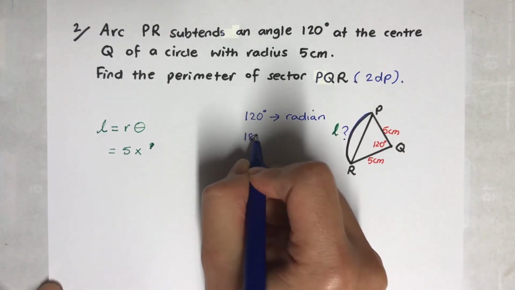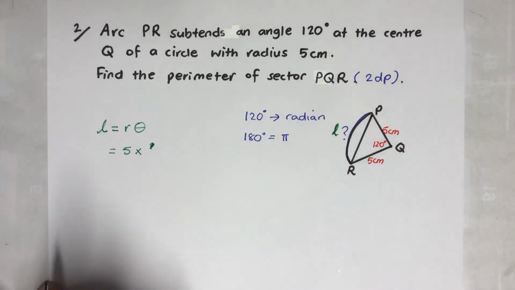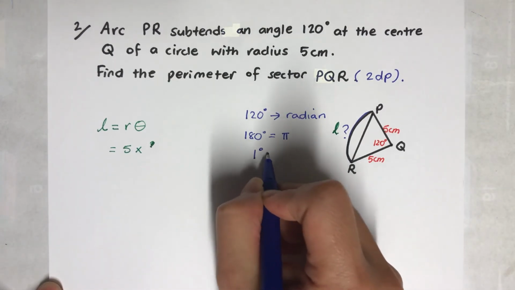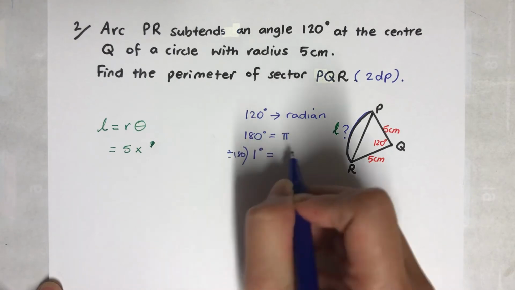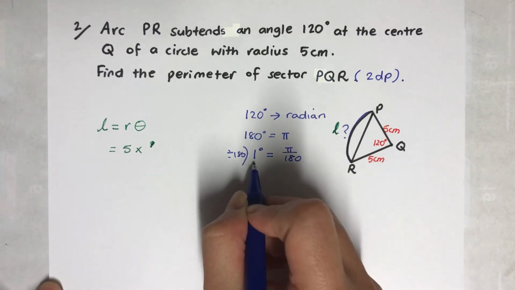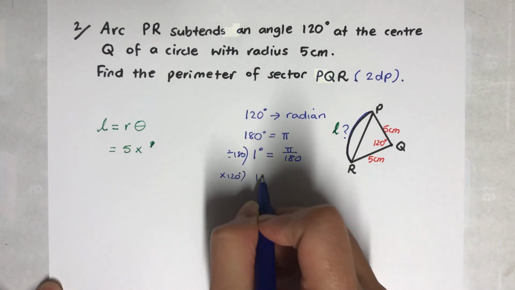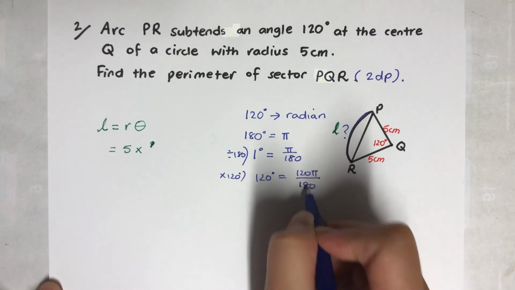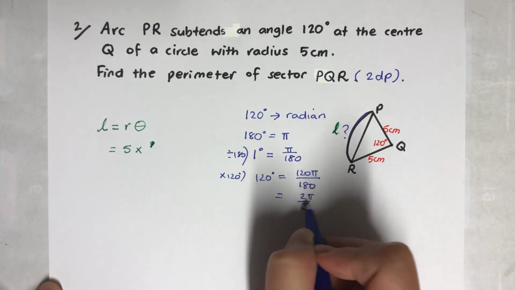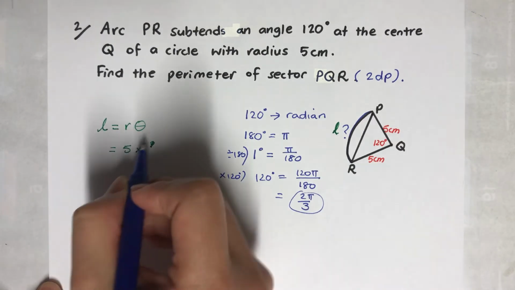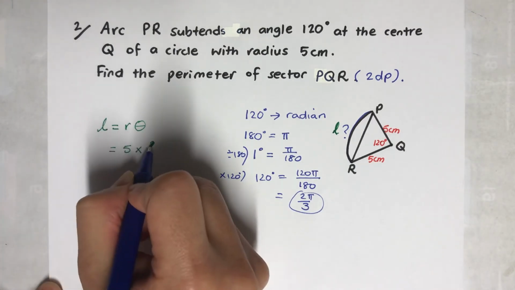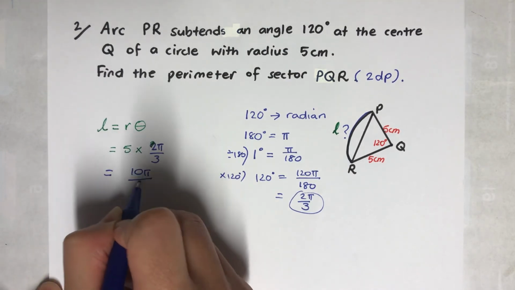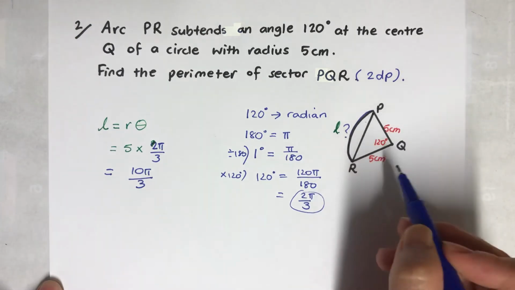So do you remember 180 degrees is equal to pi? Okay, so I want to change into like a unitary method. I'm going to change to 1 degree by dividing by 180. So it'll be pi over 180. And then times by 120, which is 120 pi over 180, which will be 2 pi over 3. So I'm going to convert that to there. So 5 times 2 pi over 3, that'll give me 10 pi over 3. So that's my length here.